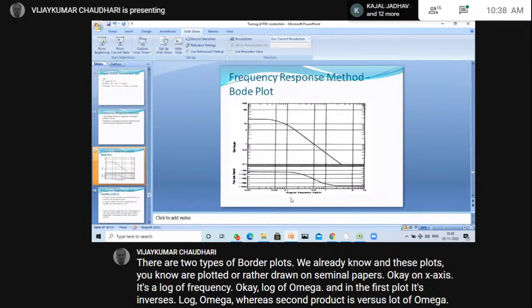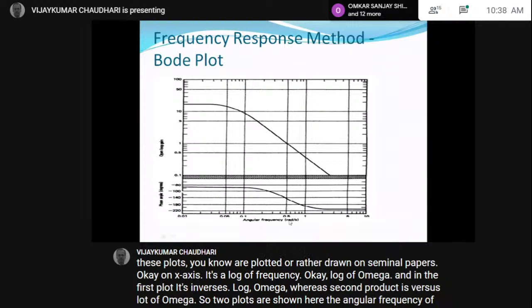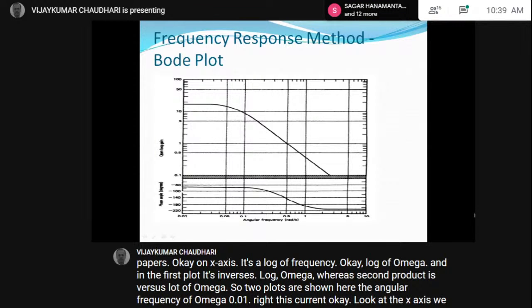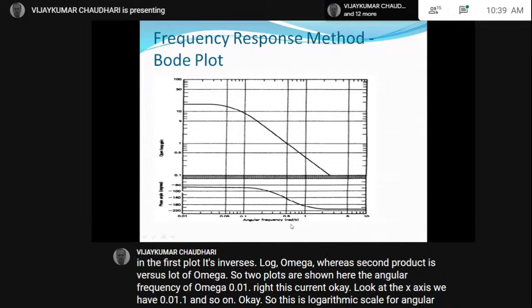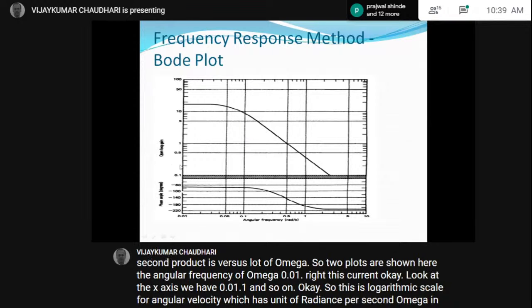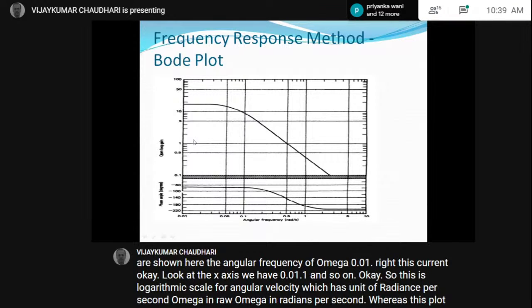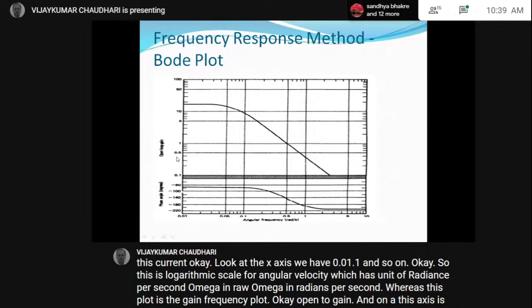The angular frequency, log of omega. Let me maximize it. Look at the x-axis. We have 0.01, 0.1, 1, 10, 100, and so on. So this is a logarithmic scale for angular velocity, which has the unit of radians per second. Whereas this plot is the gain frequency plot, the open loop gain, and on this axis it is log of omega. On this axis it is gain.